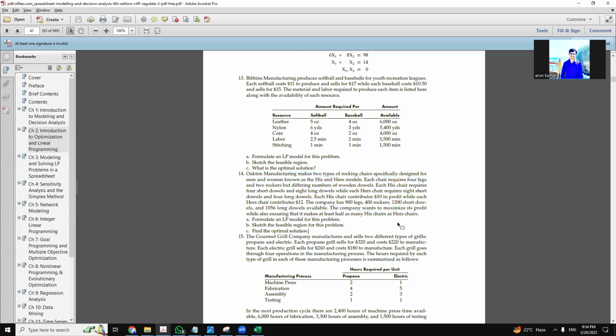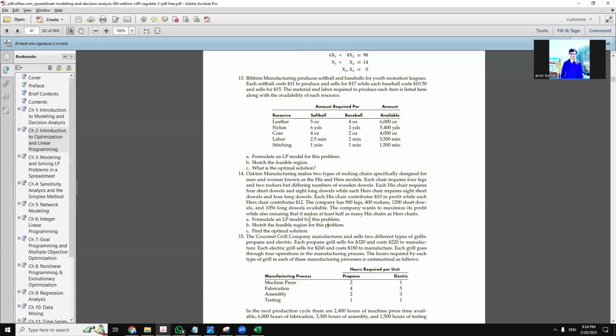In this question, they have provided the constraints here in this paragraph. And this question is asking 3 parts. First is the formulation of an LP model for this problem, and then we need to sketch the feasible region. Then finally in part C, we need to find the optimal solution.